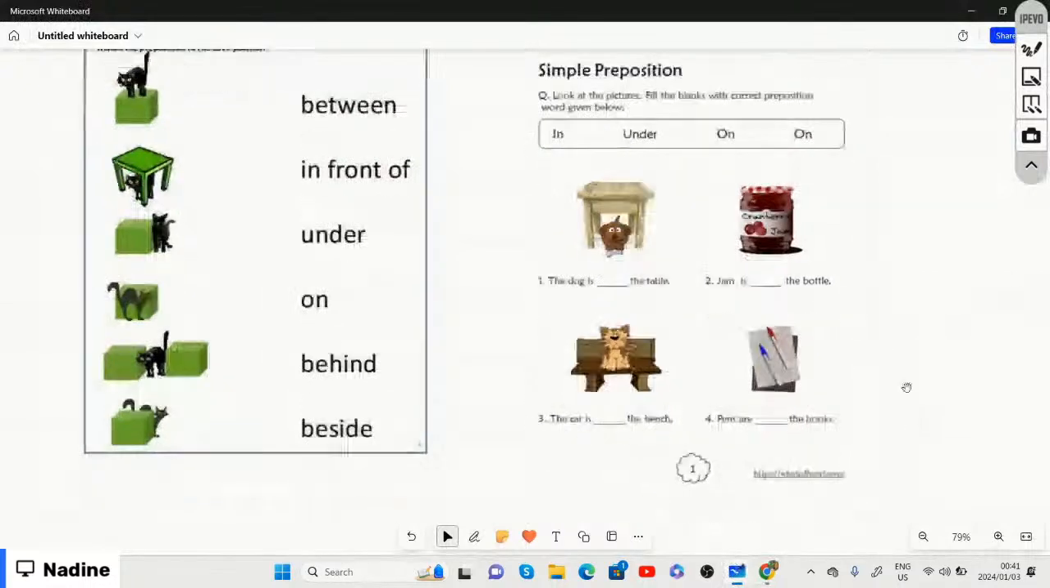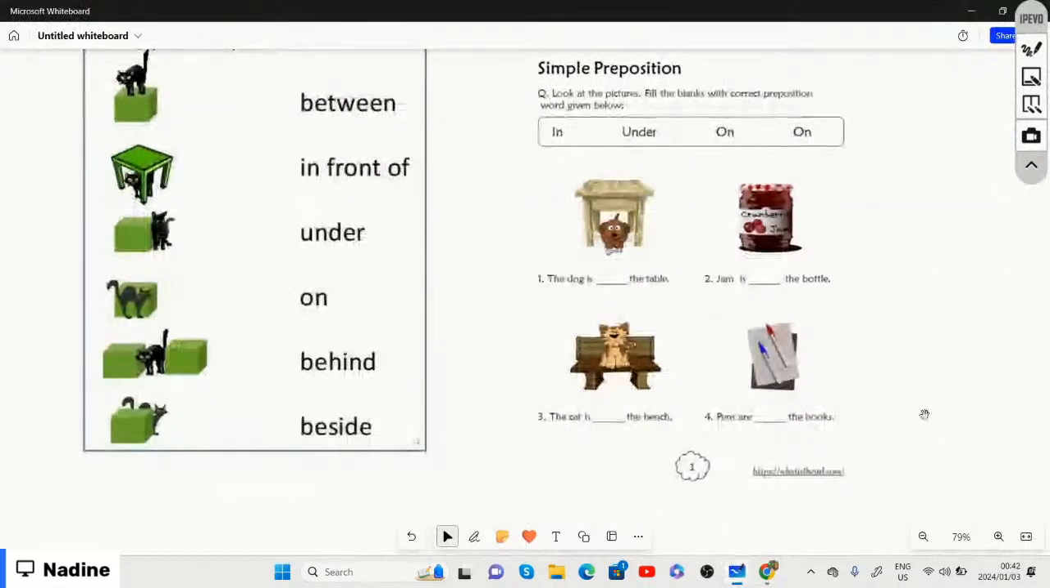All right, so we're going to do a few more examples and pictures of prepositions, right? And we need to select the correct word in the box to complete the sentence. In the box, we have in, we have under, we have on, and we also have on again.